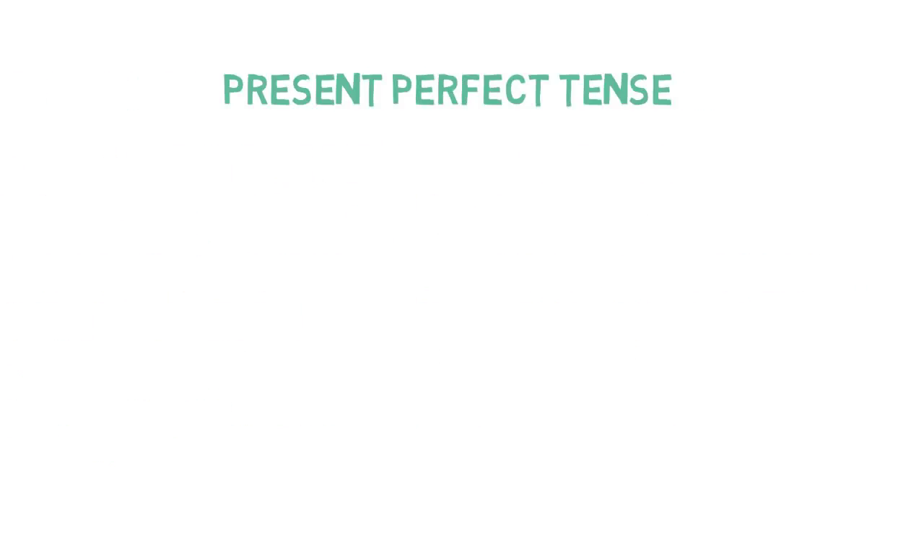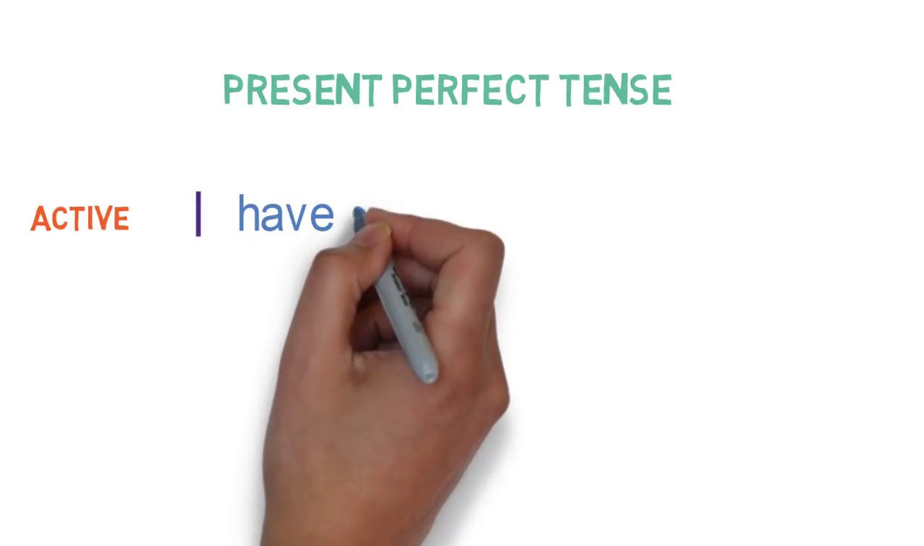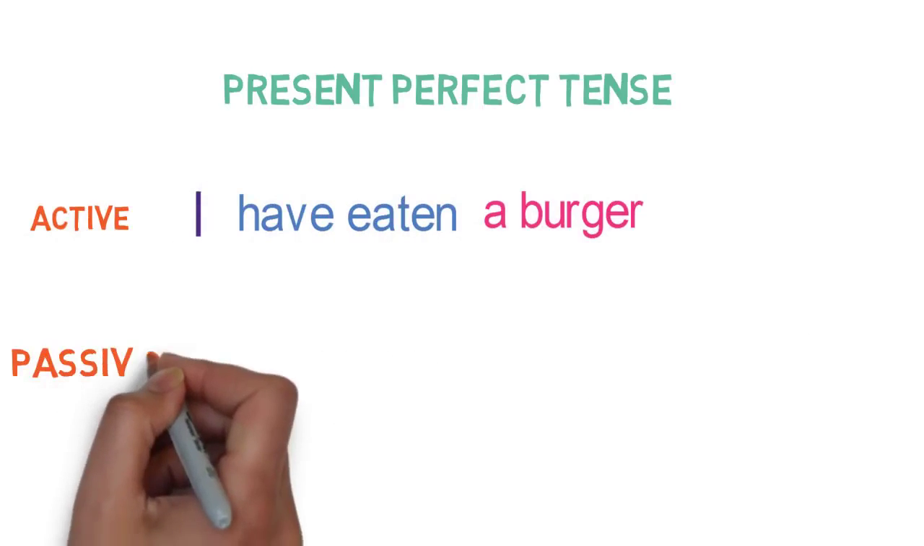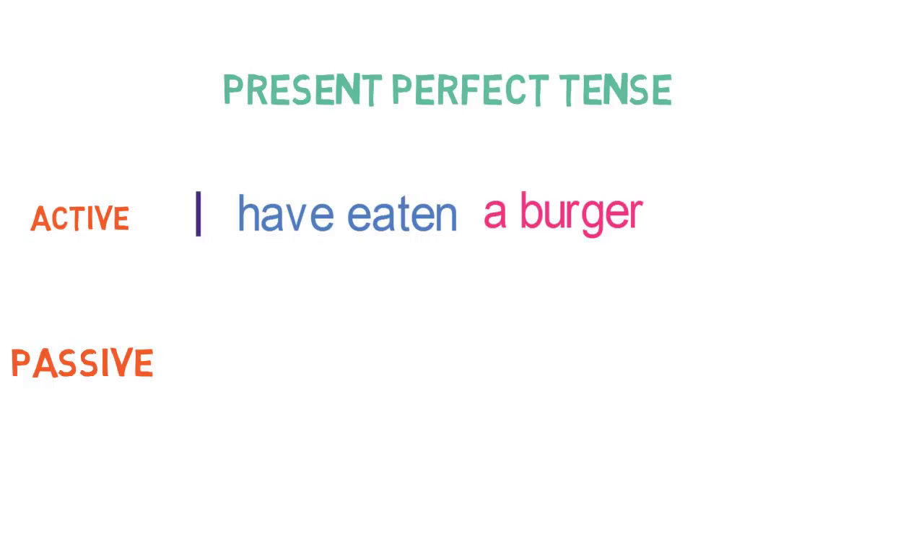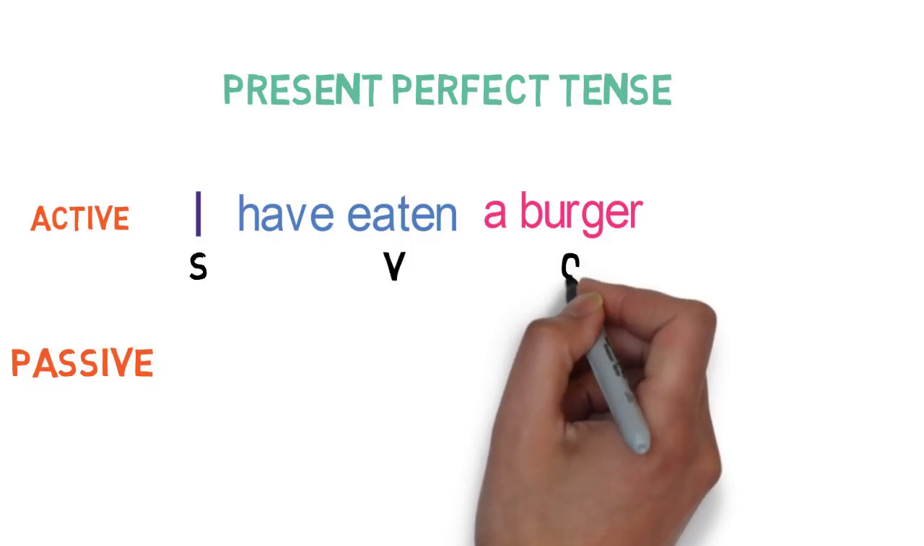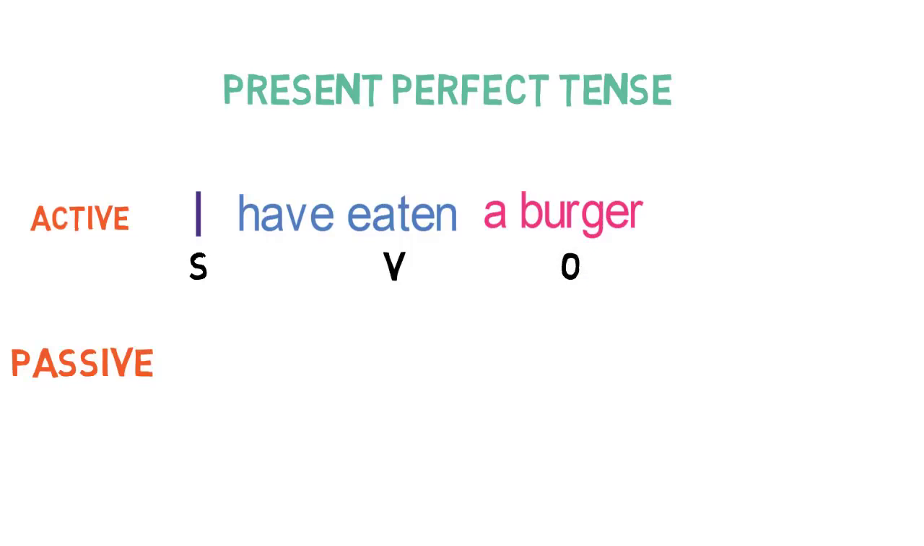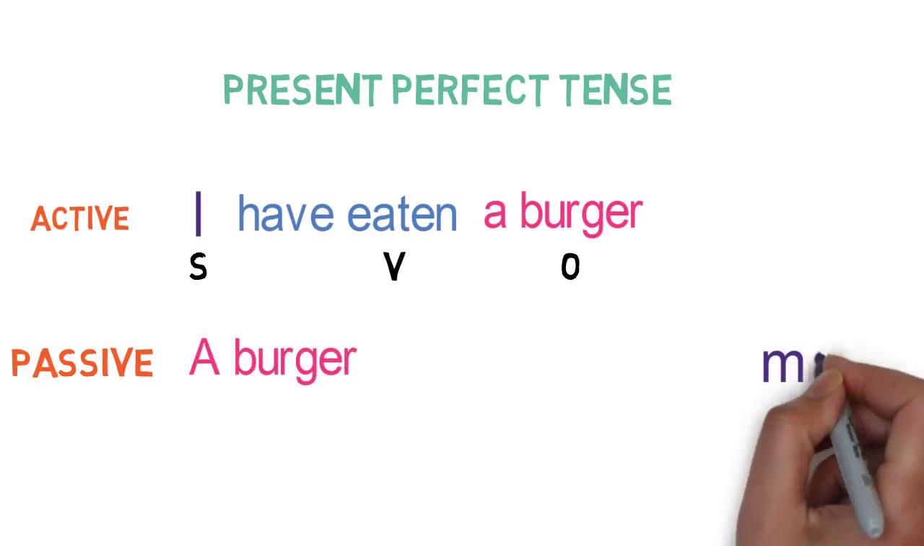Now, let's see an example of present perfect tense. Active sentence: I have eaten a burger. Firstly, we need to identify SVO, that is subject, verb and object. So here, I is the subject, eaten is the verb and a burger is the object. Now let's swap the position of object and subject. Here it will be a burger and at this position it will be me.